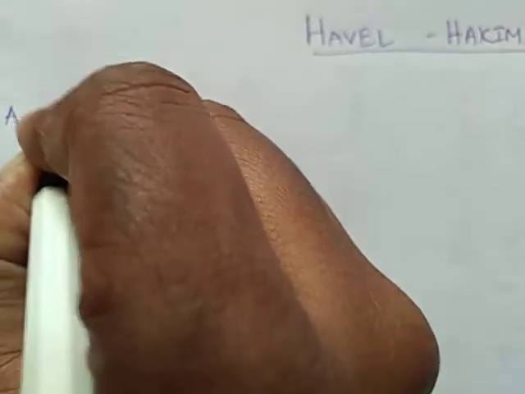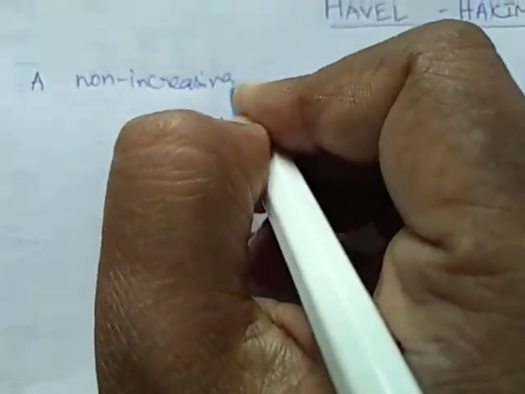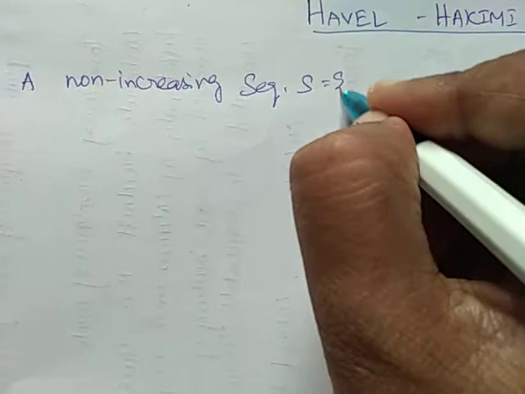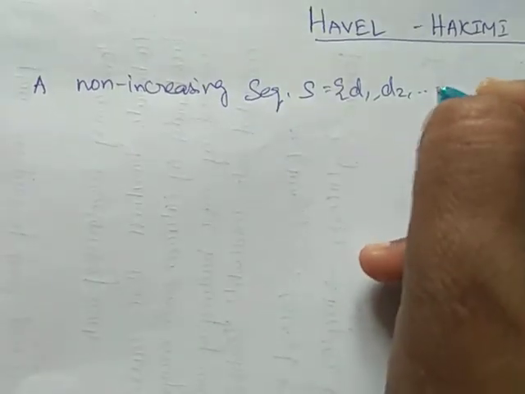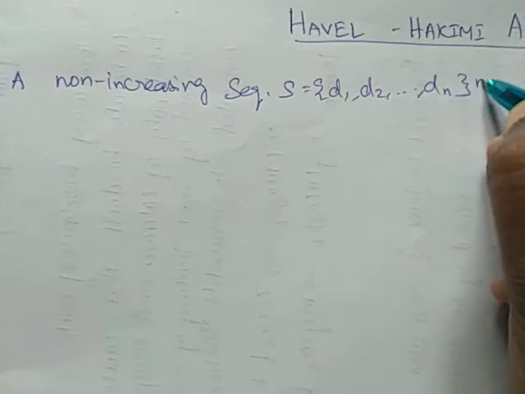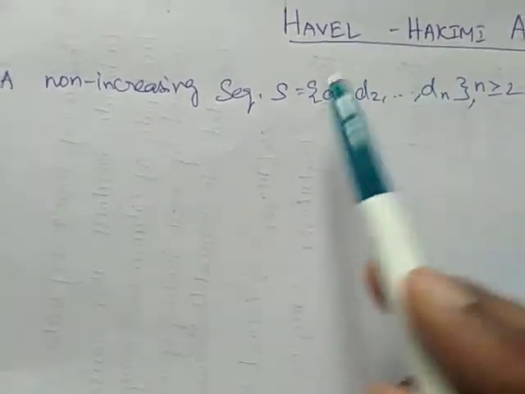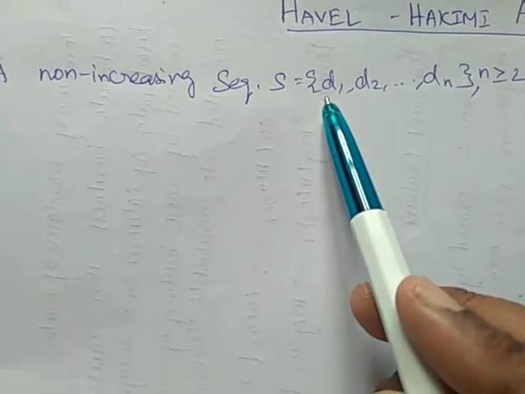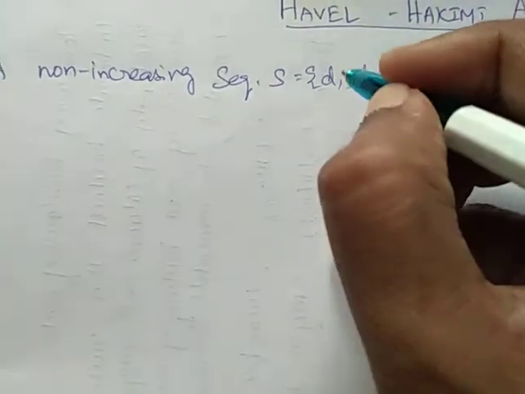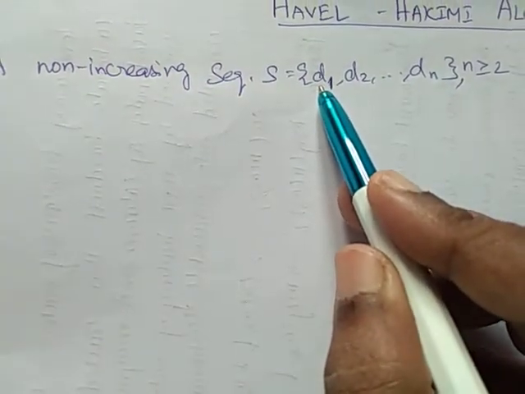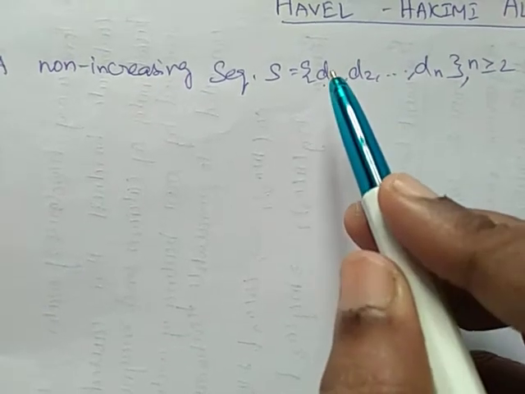A non-increasing sequence, so it should be a decreasing sequence. A non-increasing sequence S having D1, D2, D3, etc. Dn, and n should be greater than or equal to 2, of non-negative integers. All are non-negative integers where D1 should be greater than or equal to 1. Whenever D1 is equal to 0, we can stop.